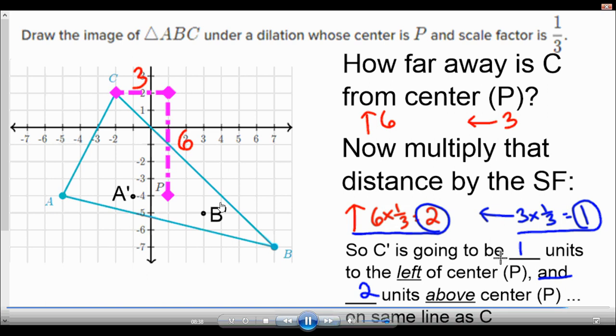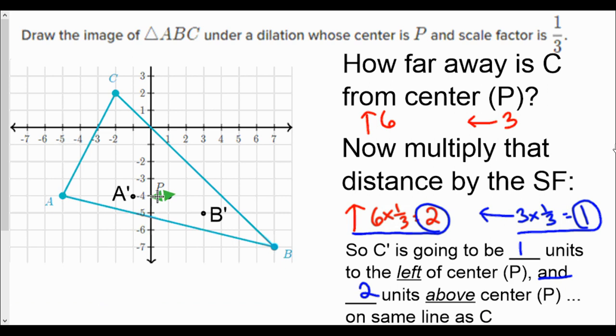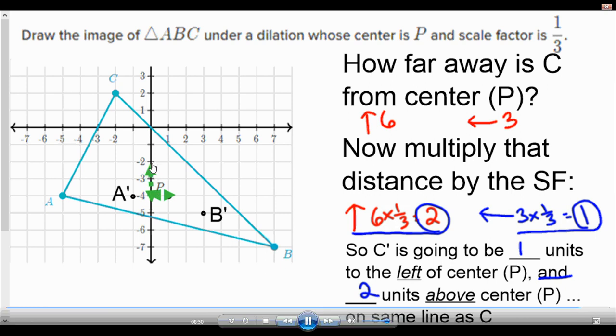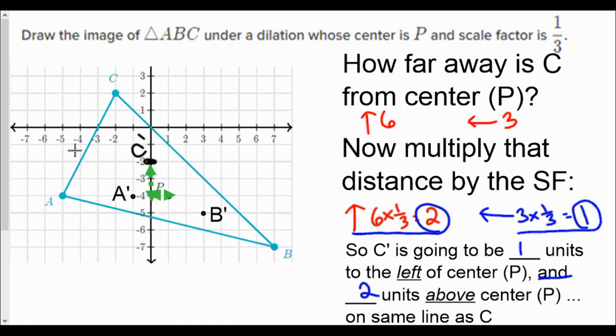So let's make sure that this is going to work here. So here we go. I'm going to move it up. I moved it to the left 1, and now I'm going to move it up 2. And so I'm going to put a dot right here for C prime. Let me clean off the rest of that. There we go. And now I can connect A prime, B prime, and C prime into the form of a triangle. And it is a similar shape. It's a different size. The angles are still the same, but I have successfully dilated that triangle.